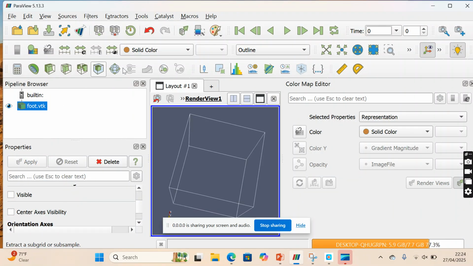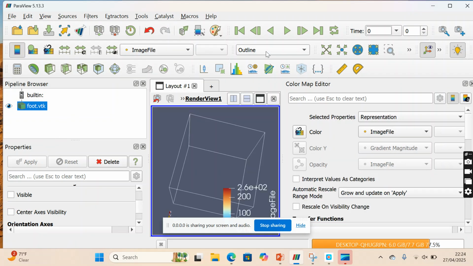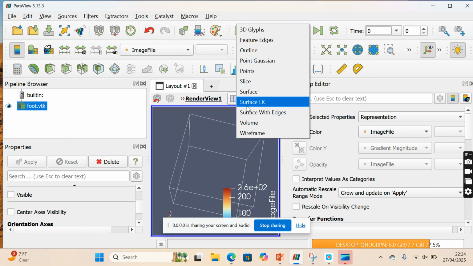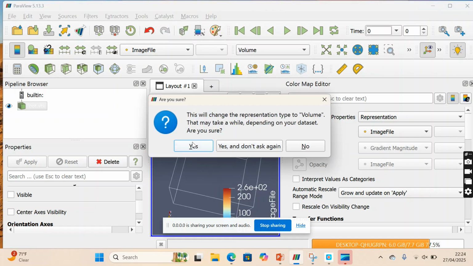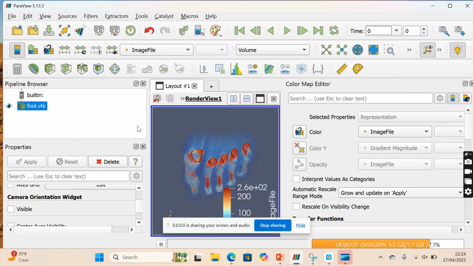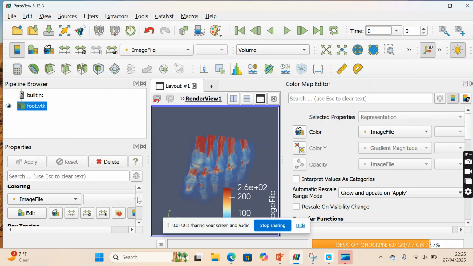When I apply, change the image file, then the volume surface. So this is my image. This is my image.